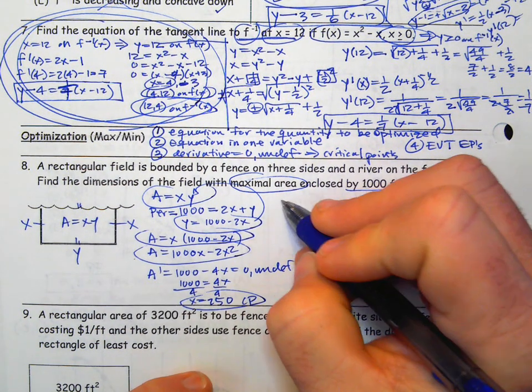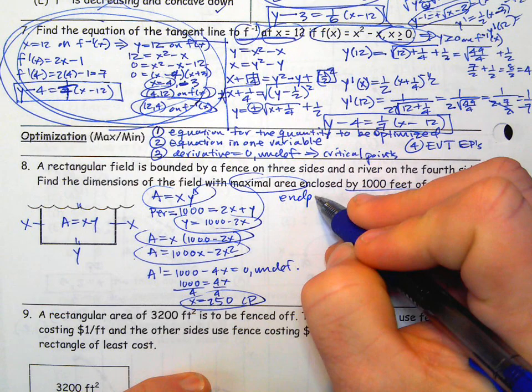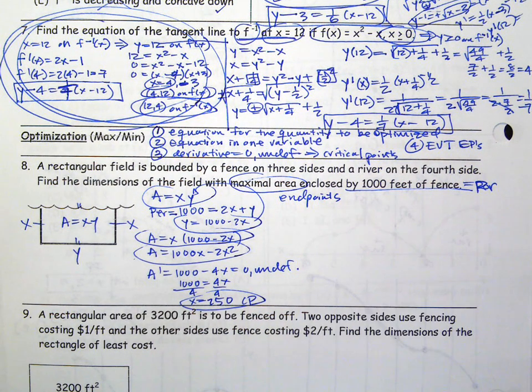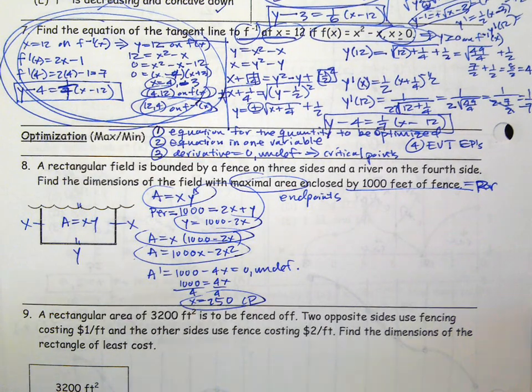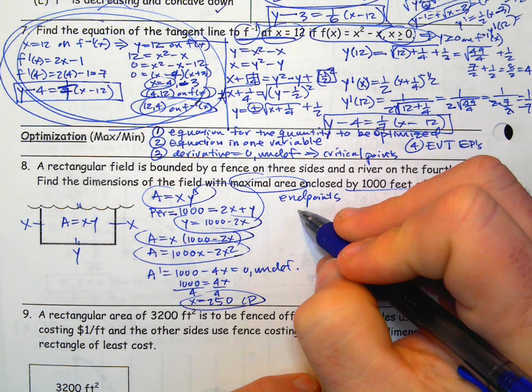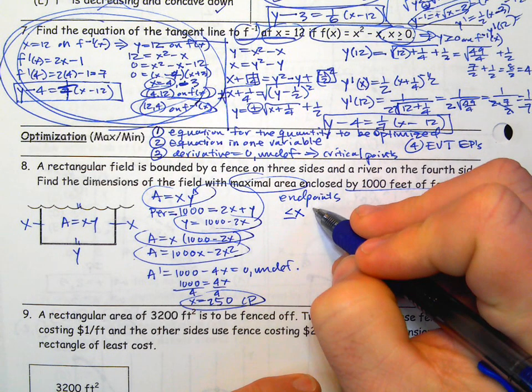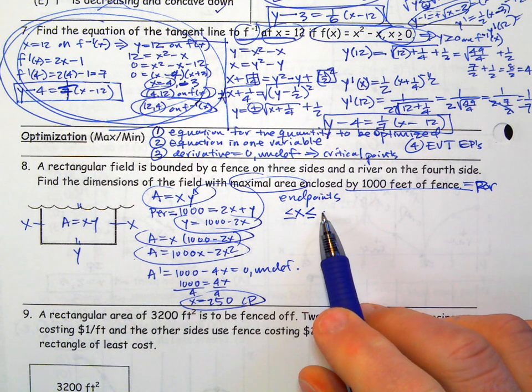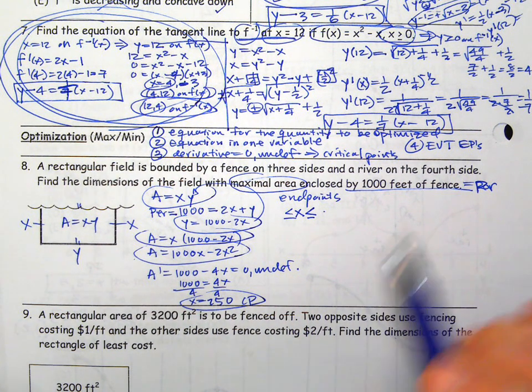Your endpoints. Now, this is another challenge of these. A lot of times on absolute maximum problems that aren't optimization, the endpoints are usually just given to you or just stated. But with these ones, you've got to think about it. You've got to use some logic. Now, if we had changed everything in terms of y, then the endpoints would be different. We'll get the same answers in the end.